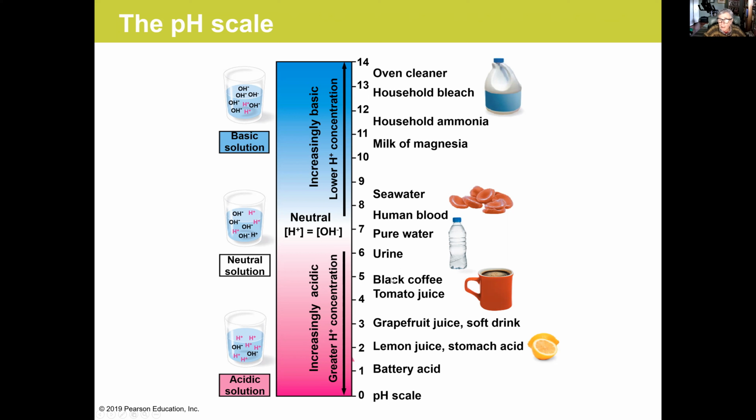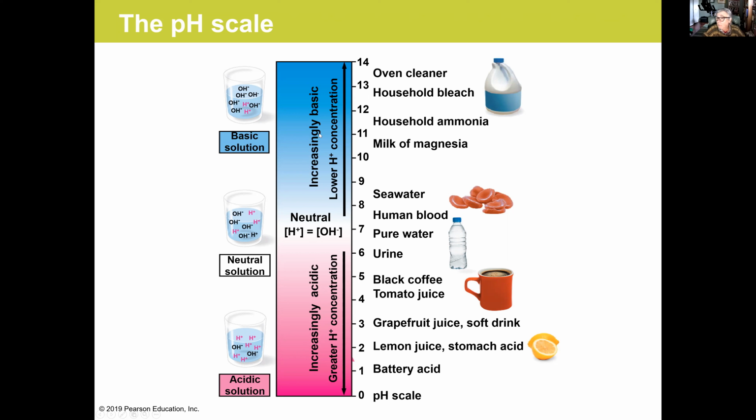Urine is usually a little bit acidic. Black-currant tomato juice, grapefruit juice, these are tangy, these are acidic. Lemon juice, stomach acid, battery acid. When you get really, really low pHs, those are actually really dangerous to living things. Even at pH 2, you spill some lemon juice on your skin, you're not going to feel anything. Spill some battery acid on it, you're going to feel it.